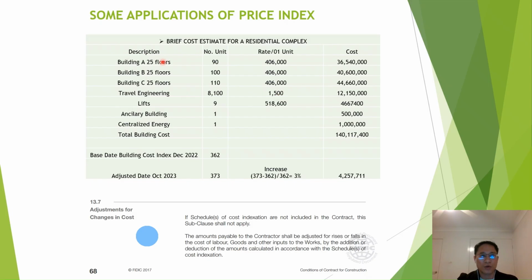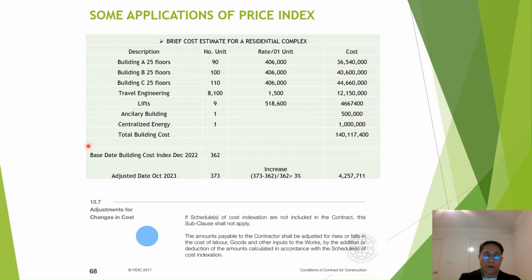And in here, if you refer to the detail, usually they will have only very basic information. For example, building A with 25 floors and the number of apartments is 90 units, and they will be based on a functional unit rate. One unit is around $460 per unit, and we come up with the cost of around 36 million. We do the same for other items, and the total building cost is around $140 million.